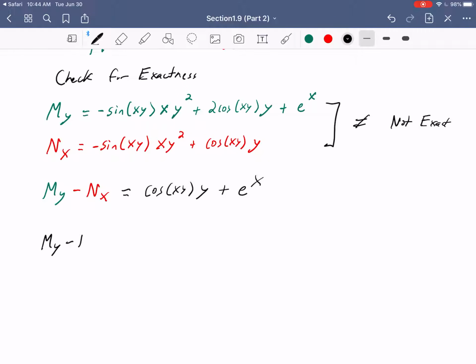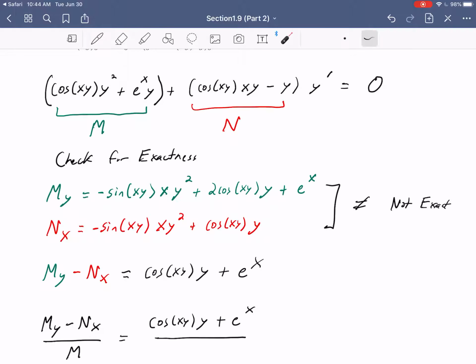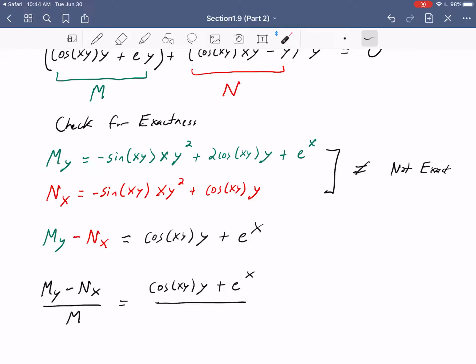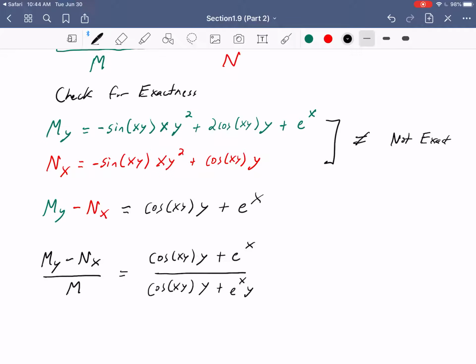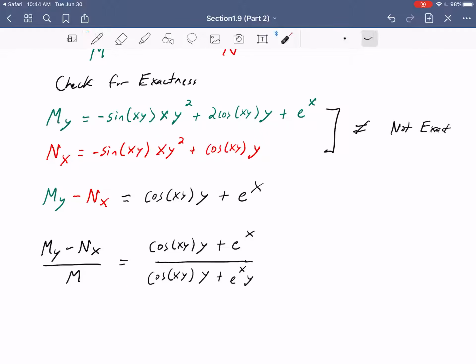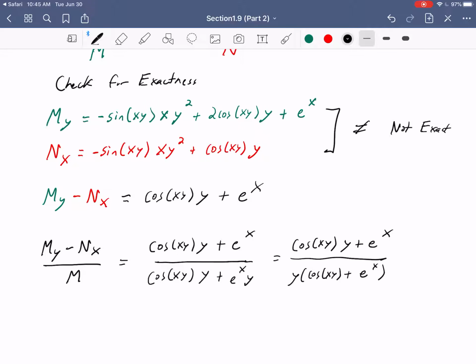We're going to try to look at My minus Nx over M. So that would be cosine xy plus e to the x divided by, and then we're going to divide by this original M. So it looks like that would be cosine xy plus e to the xy. Doesn't initially look good, but notice that with a little bit of clever factoring, we can see this as cosine xy plus e to the x over y times cosine xy plus e to the x.